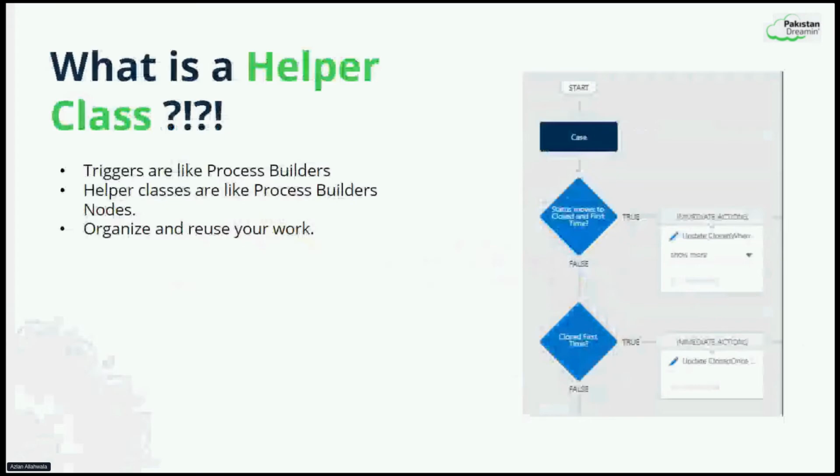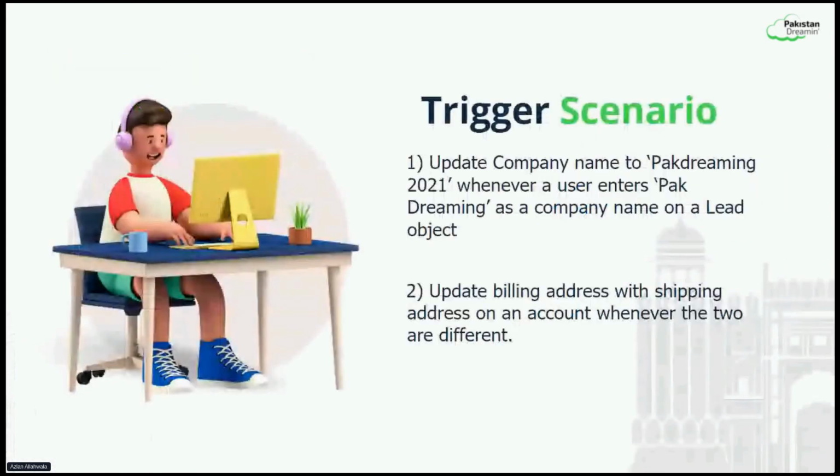So basically, triggers are like process builders, and helper classes are like process builder nodes. The benefit of helper classes is, first of all, they are really easy to understand, and of course you can reuse them. So that's some of the things you can do. Okay, now moving forward, so we had two scenarios.